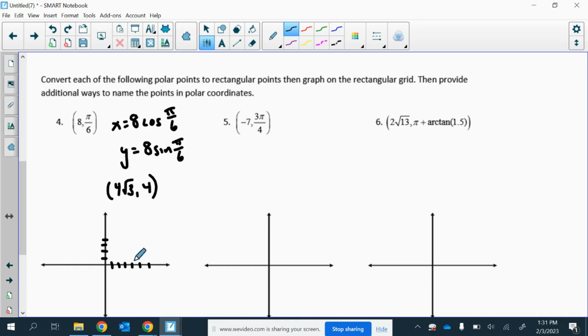So if I do 4 root 3, comma 4, it ends up being a 30, 60, 90 triangle. And 4 root 3 is about 7-ish, somewhere around 7. So it ends up being a point over here. If I want to find another way to name the point in polar coordinates, I could say negative 8, and then an angle over here like 7 pi sixths.